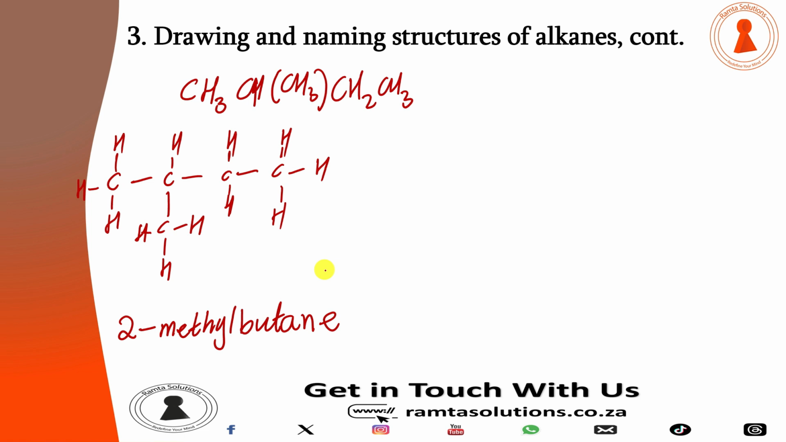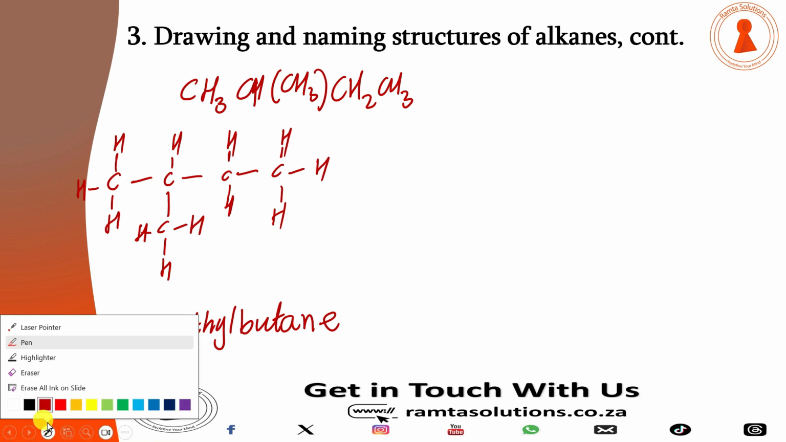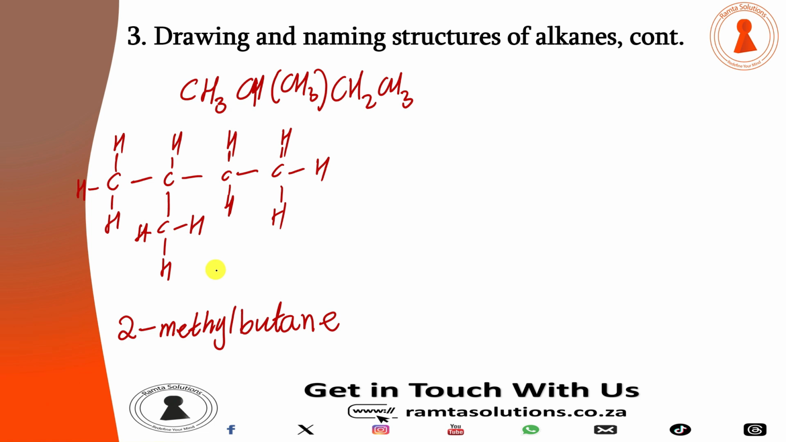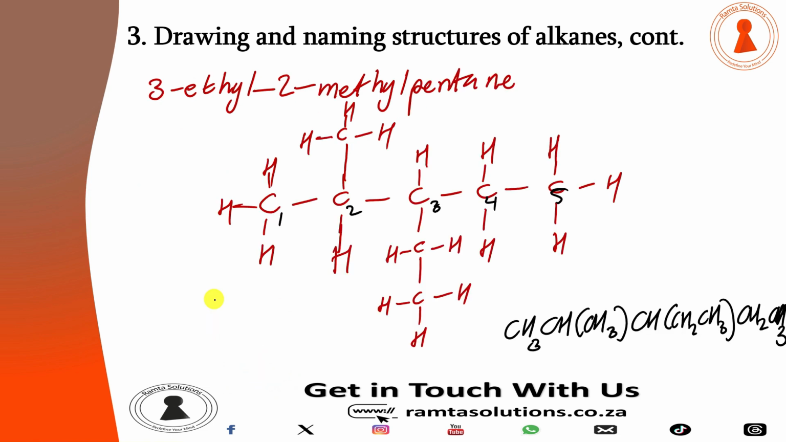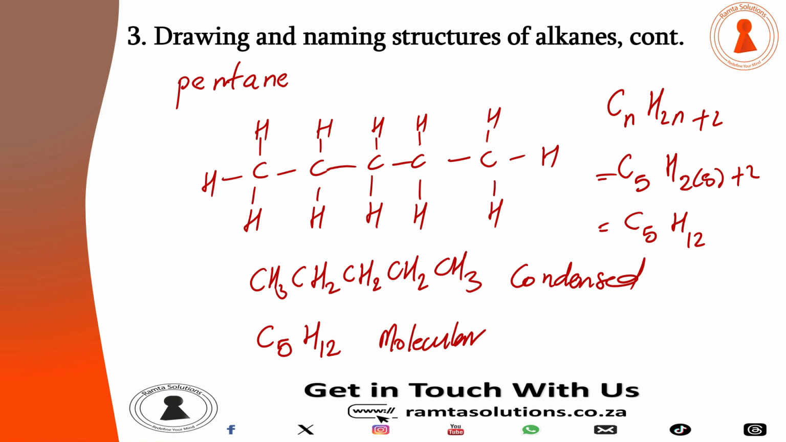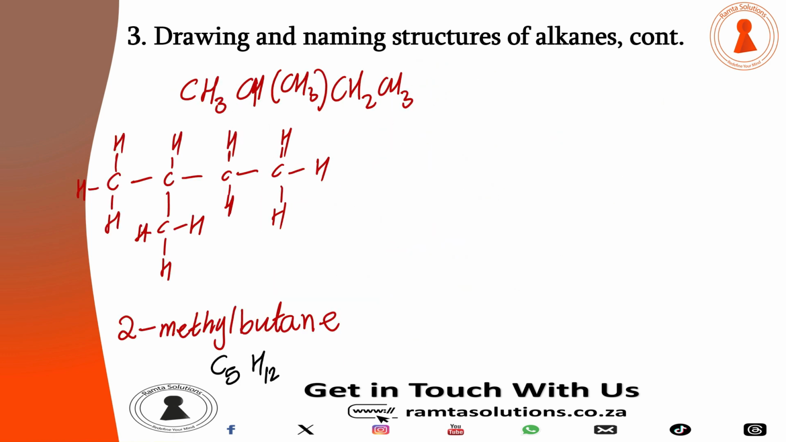Okay. Now, I want to show you something. This molecule, guys, when you look at it, it has how many carbons? 5, isn't it? And therefore, how many hydrogens? 12, isn't it? 5 and 12. We have looked at one like this earlier. Do you remember? This is a straight chain, and this is a branched.